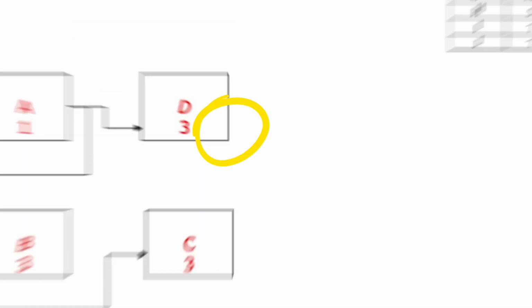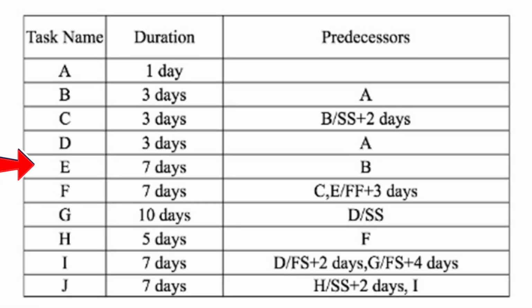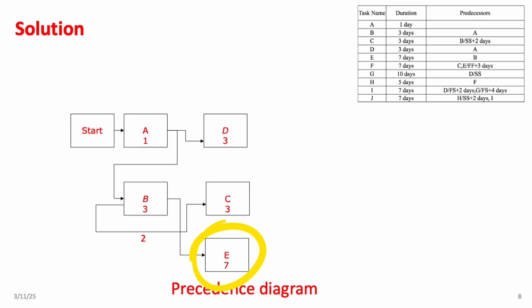Now, let's move on to activity D, which has a 3-day duration and is preceded by activity A. Since no specific dependency type is given, we'll assume a finish to start, FS logic, and add it accordingly. Next up is activity E, which follows activity B. Again, without a specific dependency type mentioned, we assume finish to start, the FS logic, and place it in the network.